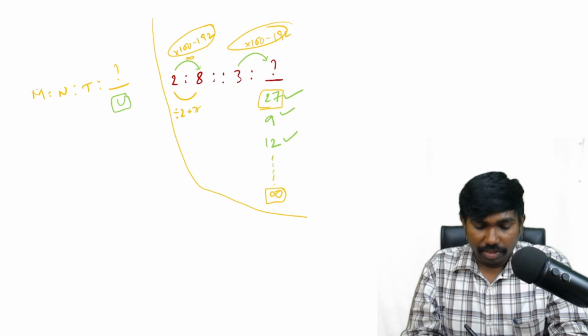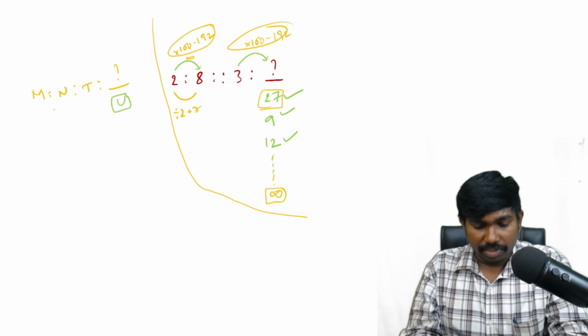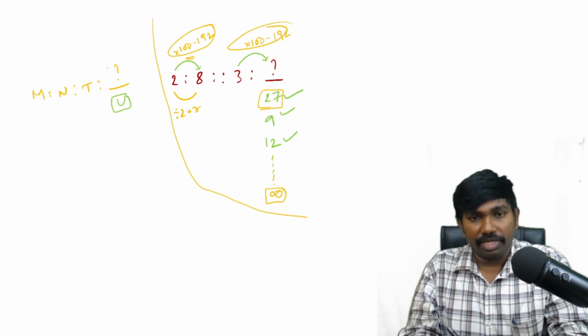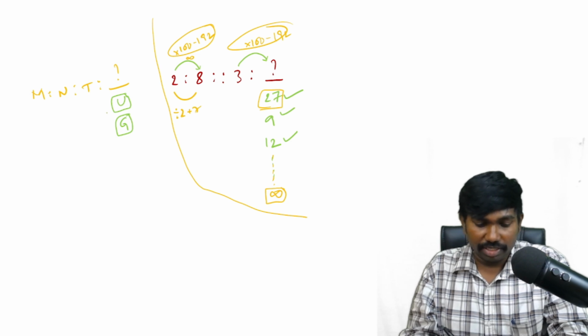What is the another logic? As we discussed in the previous class, M and N are opposite letter pairs, and T's opposite letter pair is G. That can be the answer if it is available in the options. What if it is also not there? Then we have to search for some other.